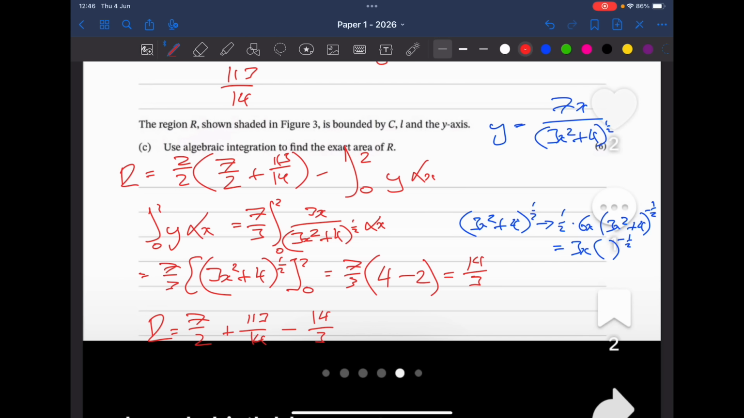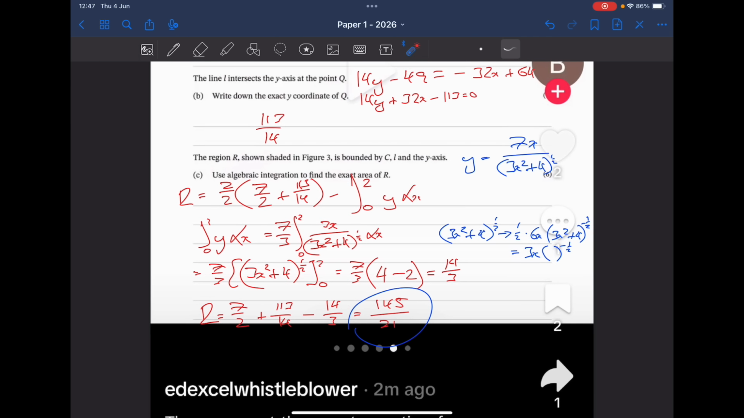So let's do that in the calculator. 7 divided by 2 plus 113 on 14 minus 14 on 3 gives me 145 on 21, and that is the same as I got yesterday. Exactly the same. I did something wrong a second ago. I did the chain rule, but I just put a log around it. I don't know why. So yeah, mistakes will happen. Just be careful with things like this. I mean, the answer seems a bit horrendous. Double check it, but yeah, this looks good.